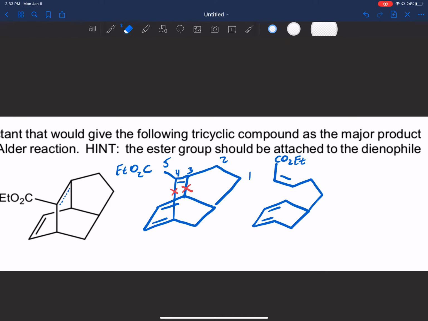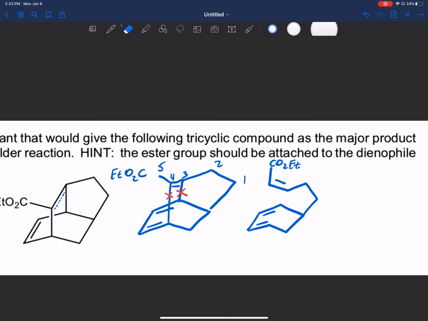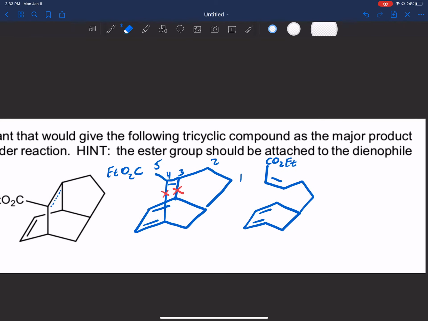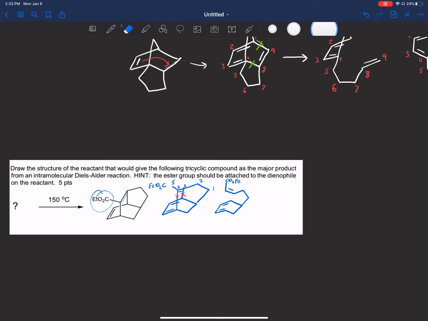But they did give you the hint. So with the hint, this was definitely a doable problem. And just watch out for this because they might not give you the hint this time. In general, you should have been thinking that the ester is an electron withdrawing group, so we probably should have it on the dienophile. Hope this video helped you guys with how we do retro Diels Alder.